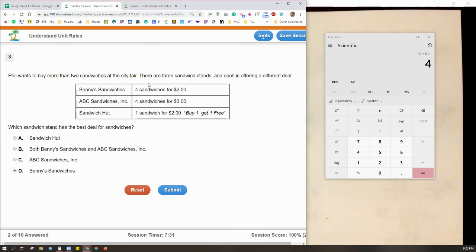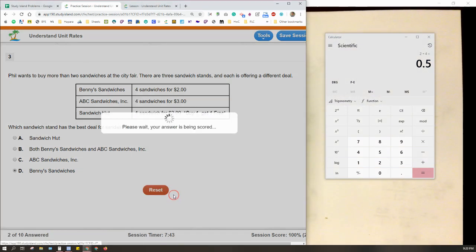Now, if we want to know exactly how much this is, dollars per sandwich, if we did $2 divided by 4 sandwiches, what did we get? 2 divided by 4, that gives us 0.5. That's half a dollar, or 50 cents per sandwich. That's the best deal.